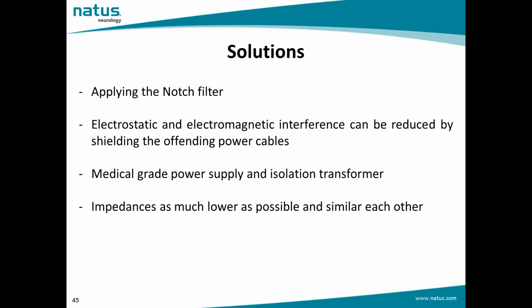Last but not least, the impedances have to be checked at the beginning of the EEG recording and more times during long-term monitoring, by reaching impedances as low as possible and similar to each other, in order to avoid that the alternating current or any electrical interference can rise into the EEG recording.